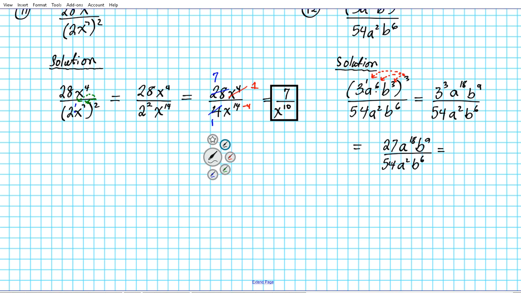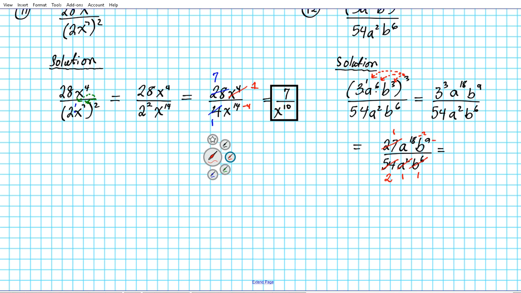So 27 and 54 have a common factor of 27. 27 goes into 27 once. 27 goes into 54 2 times. Okay. Now for the a's, you notice that the numerator dominates, so the denominator gets taken out. You subtract its power, which is 2, from the top. For the b's, the numerator dominates again, so this gets taken out.